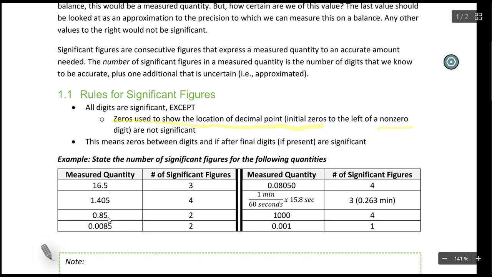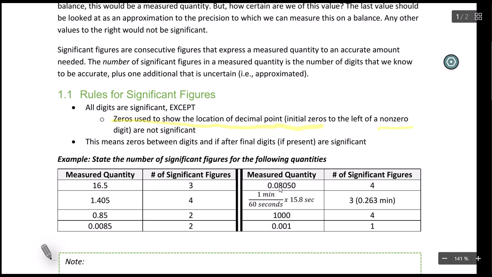Here's a number, 0.85. It starts with a zero, so I have to keep going until I hit something that's non-zero. The next number is an 8. So that's significant, and everything else afterwards is significant. So there are 2 significant figures. This value is 0.00085. Notice, again, starting with a 0. I hit another 0, so not significant. Hit another 0, not significant. These are just placeholders. Now I hit 8, and now I hit 5. How many significant figures? Again, it's still 2.